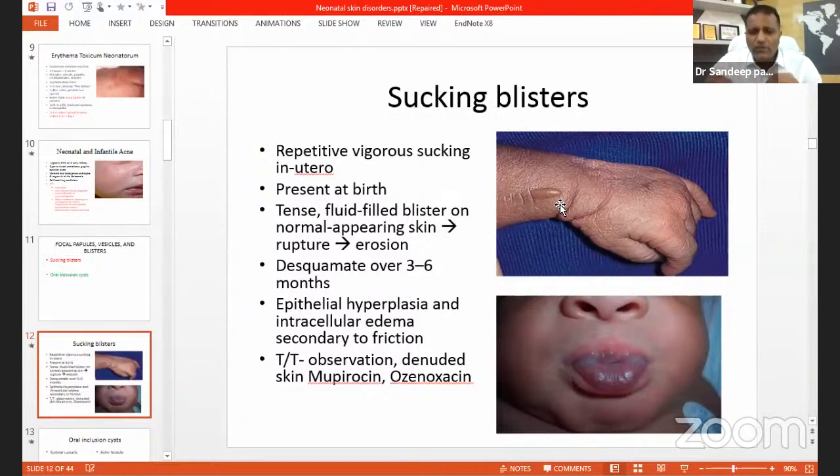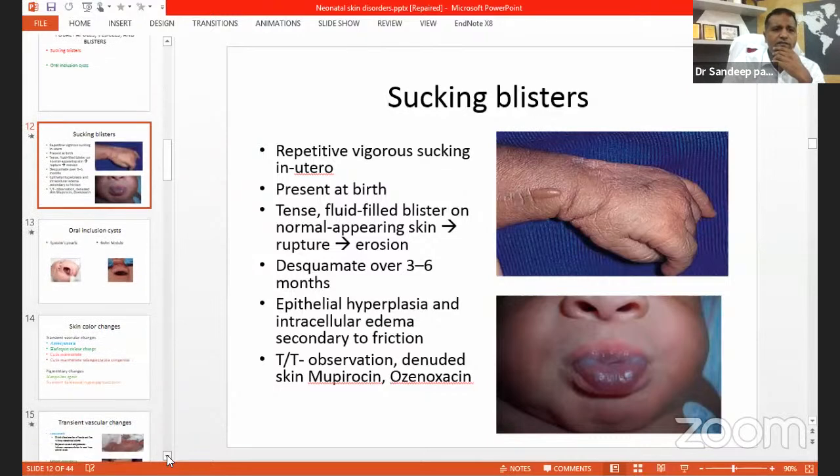Most of the time for local antibiotic or skin antibiotic creams we usually use mupirocin, because staphylococci are the more common organisms which usually infect skin. Another newer agent which has come is ozenoxacin, we started using that, and it is giving good results if skin blisters are denuded. See, oral sucking blisters also are present. Here you can see the oral sucking blisters. Usually they need observational care.